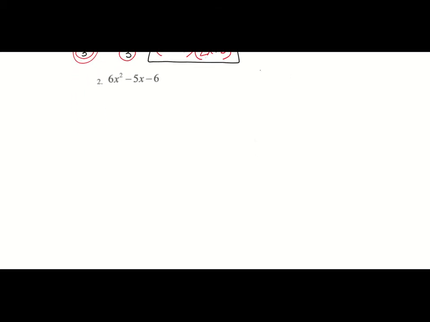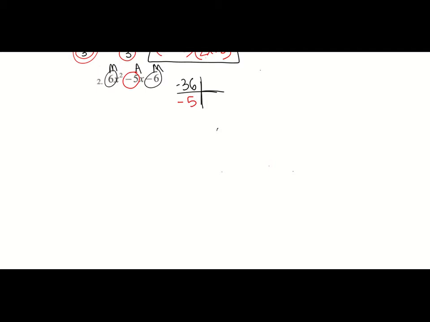So let's try another example. Let's look at number 2. So our first step is to label it as MAM. So we have multiply, add, multiply. Now in this case we have our multiplying terms. We have 6 and negative 6. 6 times 6 is 36. We have a negative 6 this time, so 6 times negative 6 is negative 36. Then I know that they need to add to give me a negative 5.